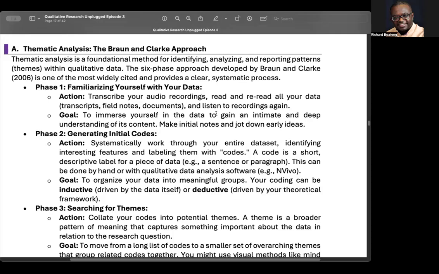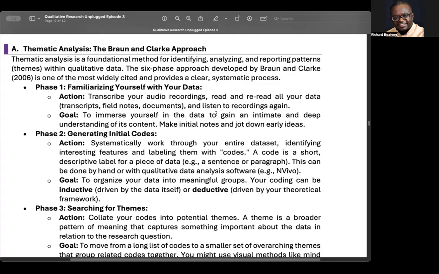Exactly. Phase 2 is generating initial codes. Once you're familiar, you start systematically working through your data, labeling segments of text that seem interesting or relevant to your research question. A code is just a short descriptive label for a piece of data, like communication breakdown or adapting to remote work. You can do this manually with highlighters and margins or using qualitative data analysis software like NVivo. This step helps you organize the data into meaningful groups. Breaking it down into smaller pieces.